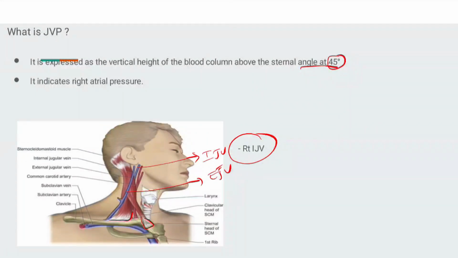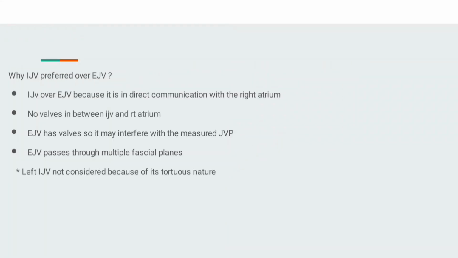So the next question is why IJV is preferred over EJV. IJV is preferred over EJV because it is in direct communication with the right atrium, and also it doesn't have valves in between. EJV has valves, so it may interfere with the measured JVP, and EJV passes through multiple fascial planes. And why is the left IJV not considered? Because of its tortuous nature.